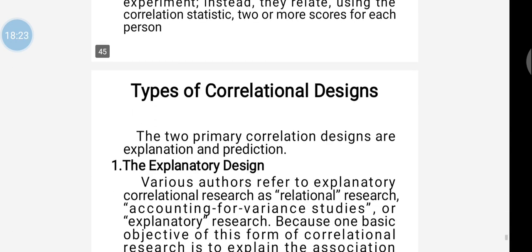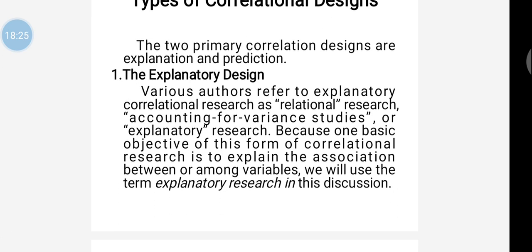Then, types of correlational designs. The primary correlational designs are explanation and prediction. First one is explanatory design. Various authors refer to explanatory correlational research as relational research, accounting for variance studies, or explanatory research. Because one basic objective of this form of correlational research is to explain the association between or among variables, we will use the term explanatory research in this discussion.